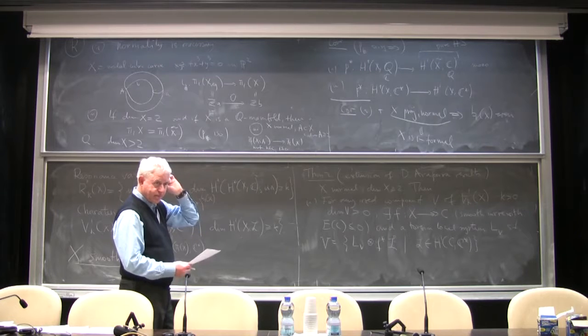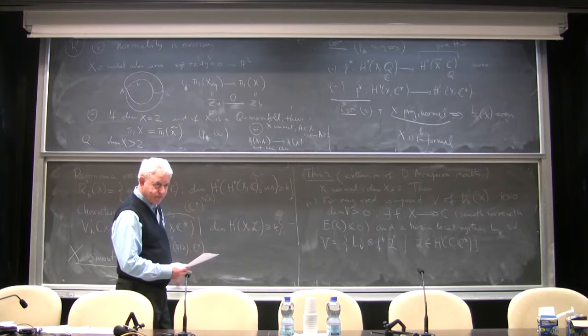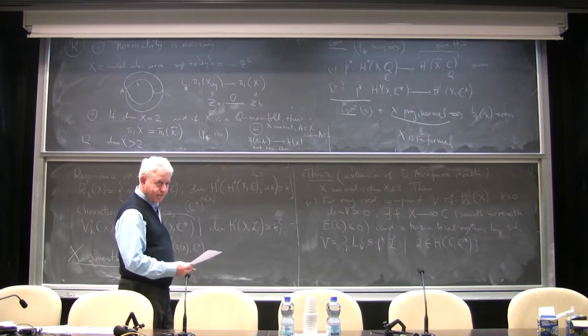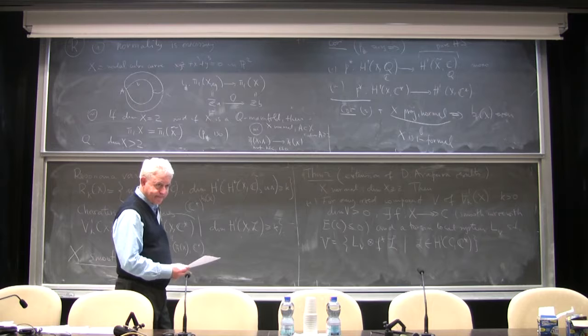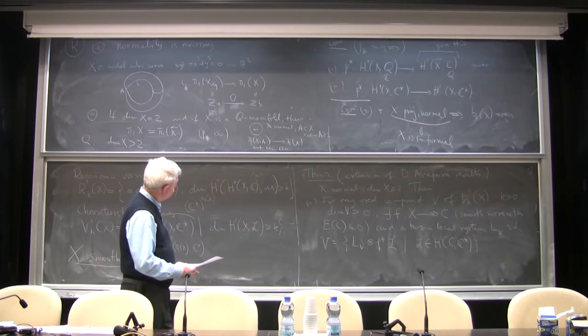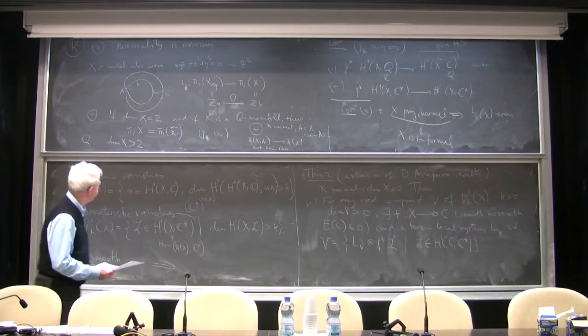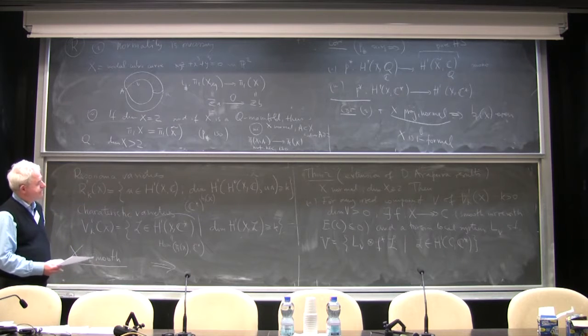Since we know that these characteristic varieties, in particular the structure of their irreducible components, can be pretty much anything, this will contradict normality. So not every finitely presented group can occur as the fundamental group of a normal variety. It was just using this.